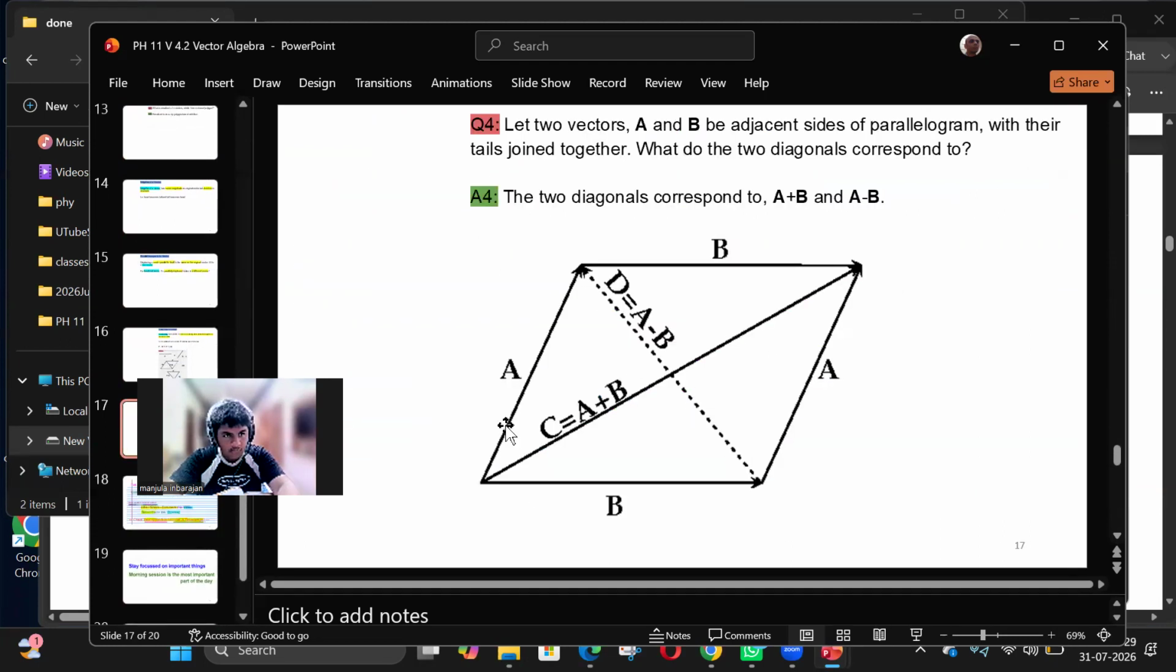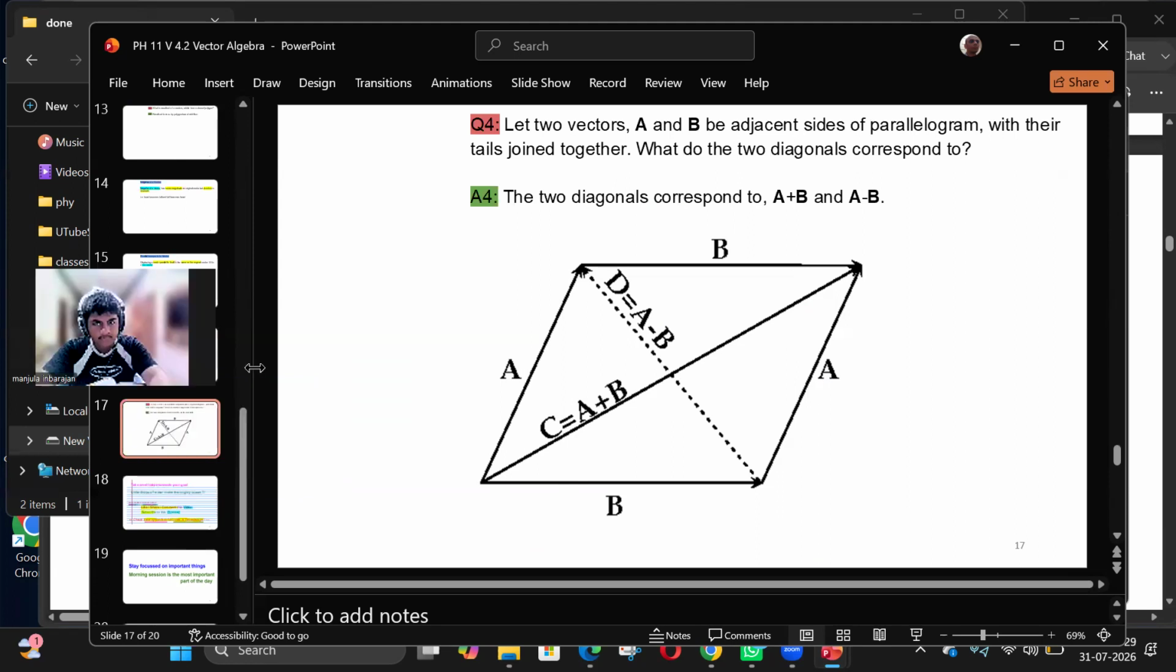So parallelogram law: the diagonal between A and B is the sum. The other diagonal is the difference, A minus B. So what are you asking?